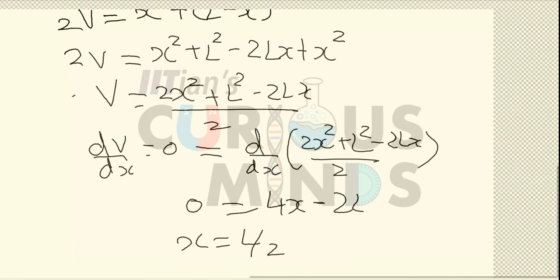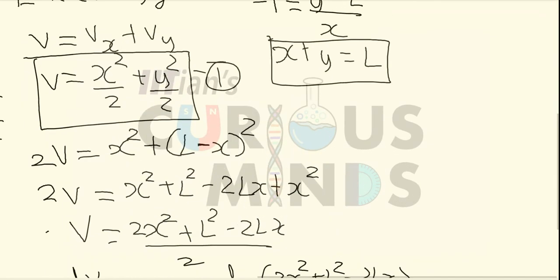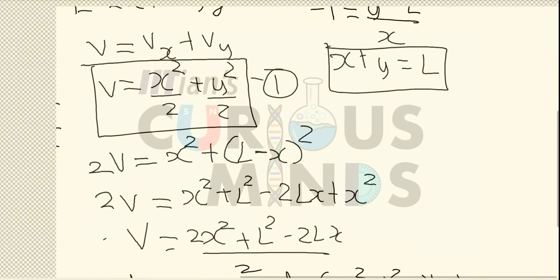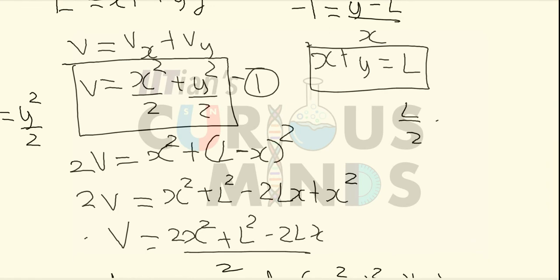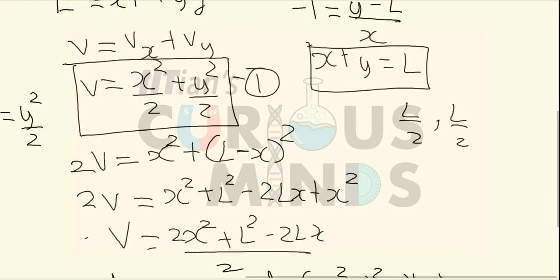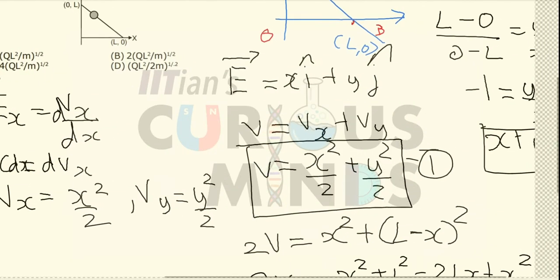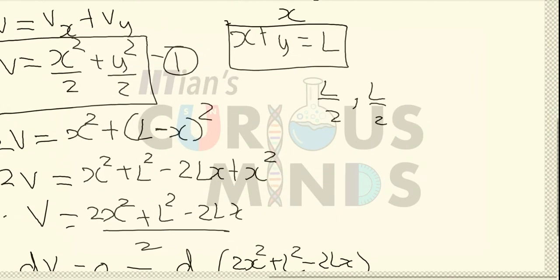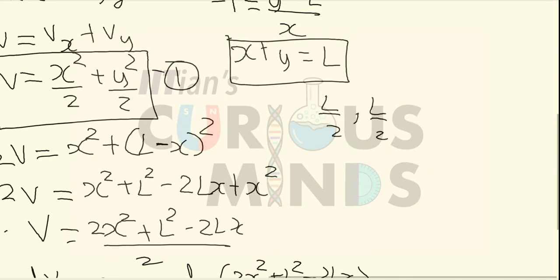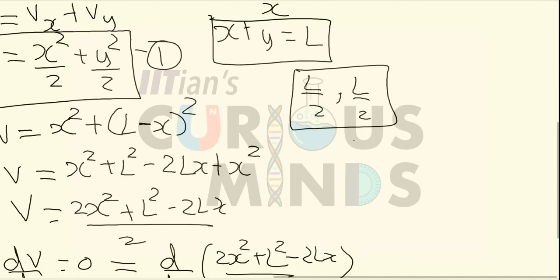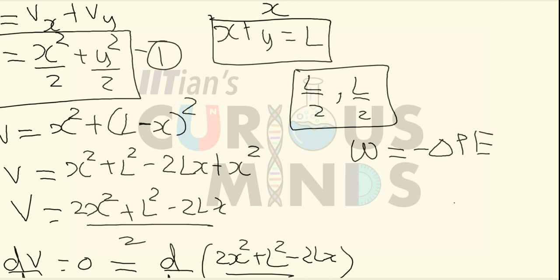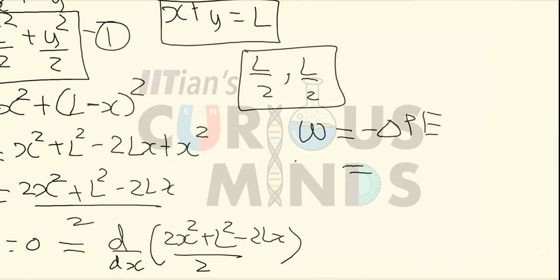If x comes out to be L by 2, y also comes out to be L by 2. So now over here, let us first find out the minimum kinetic energy that should be given at point A. Now these are the critical points. The work done will be equal to the negative of the change in potential energy. That is, the work done will be equal to the change in kinetic energy.